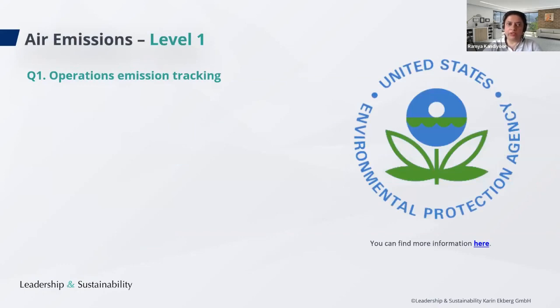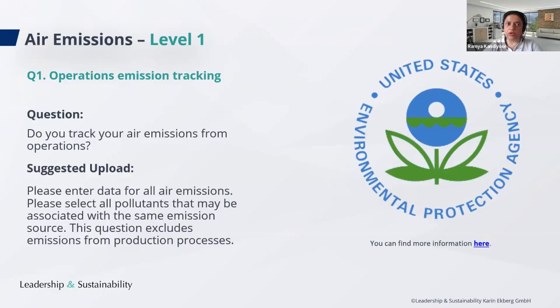So we come to the very first question here, which is the question on how do you track your air emissions from operations? And please enter the data for all air emissions. You have to select all of the pollutants that are associated with this emission source. And this question basically excludes any type of production processes that you are following at your facility. And again, here we have given a link to the EPA site, which is also very informative on the type of pollutants. How are you in a position to control it?